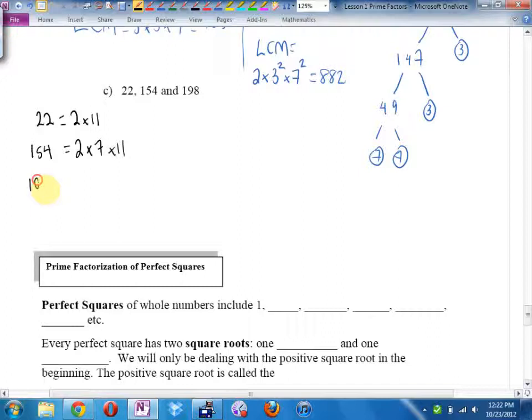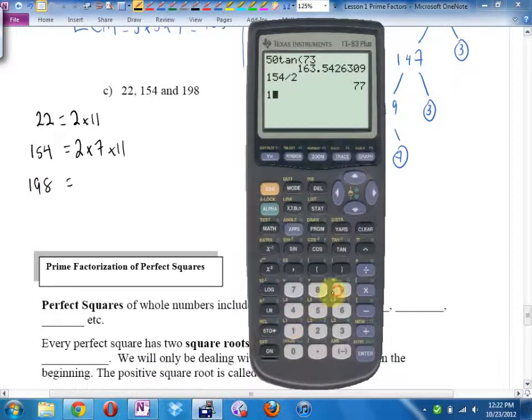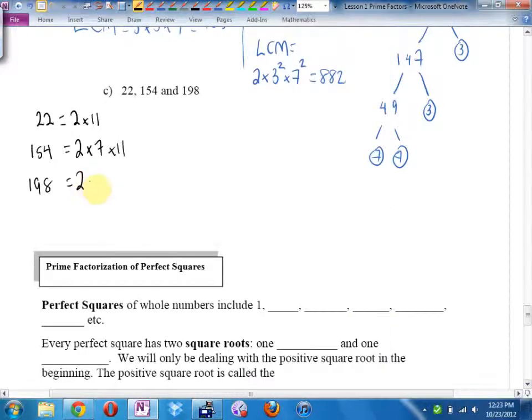And 198 divided by 2. Oh, 99. 99 is what times what? Is 9 prime? No, but I can write 9 as a prime. What's 9? 3 squared? I think this is going to be 2 times 9 times 11.